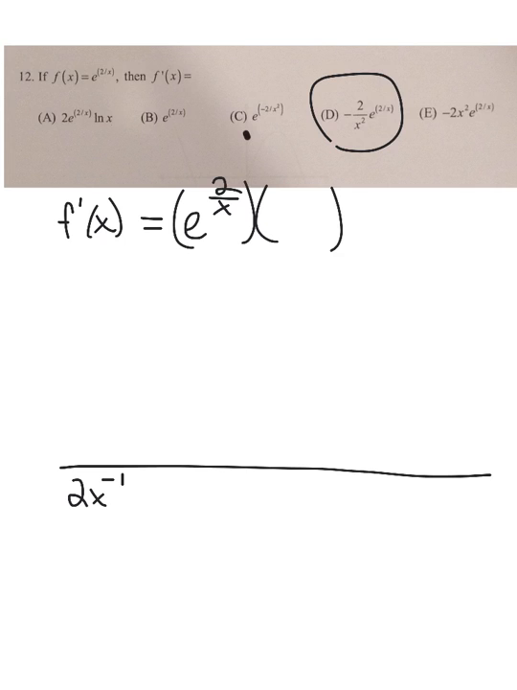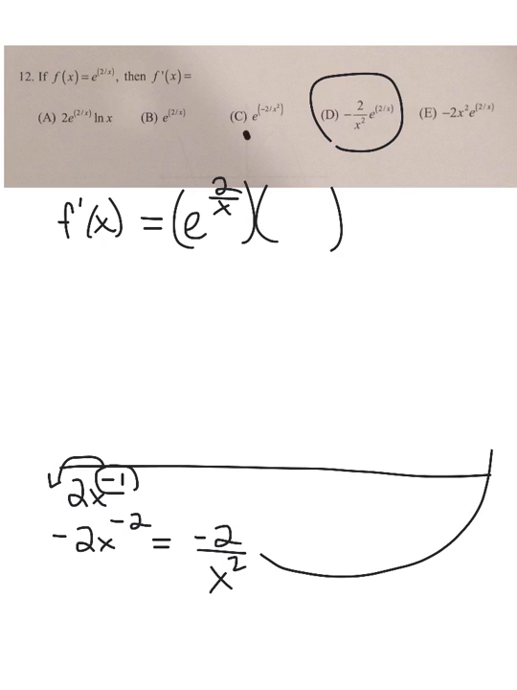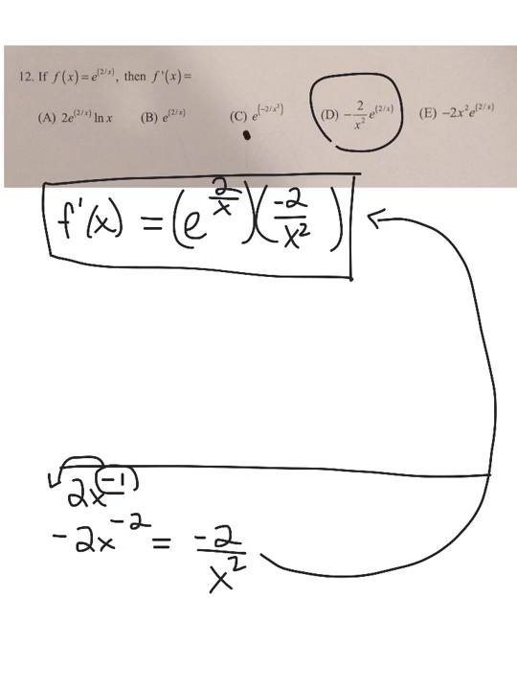So then remember, I'm going to take this exponent, drop that in front, so that's going to make that negative 2x to the negative second power. And I'm just going to make that look a little prettier, and that's going to be negative 2 over x squared. Okay, so that is where I'm getting this from. So negative 2 over x squared. And then you can see that this is answer choice D.